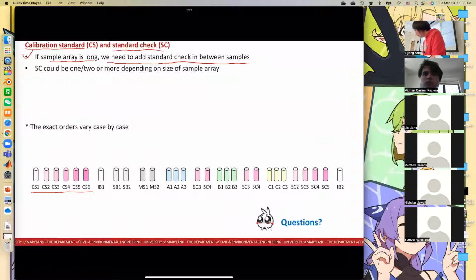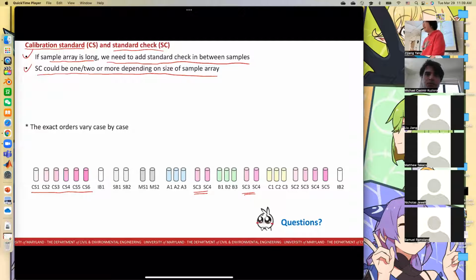And then we want to put some of the standards between the samples to make sure, because we also know the concentration in the standard. So we can also compare the measured value of our standard. And the standard check should be 1 or 2 more depending on the size of the sample array. And the reason why we add the standard check is something like that.